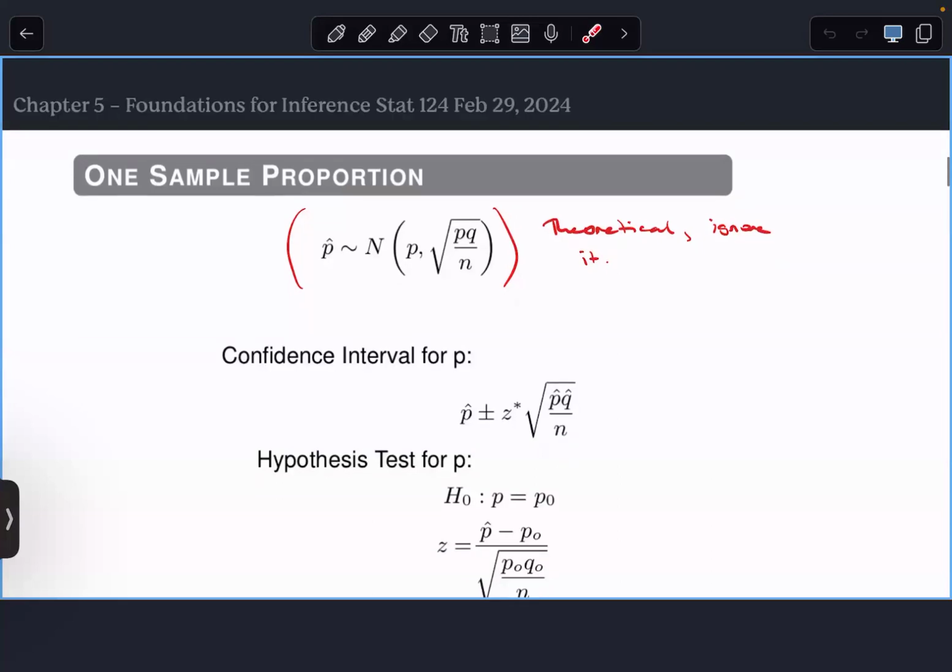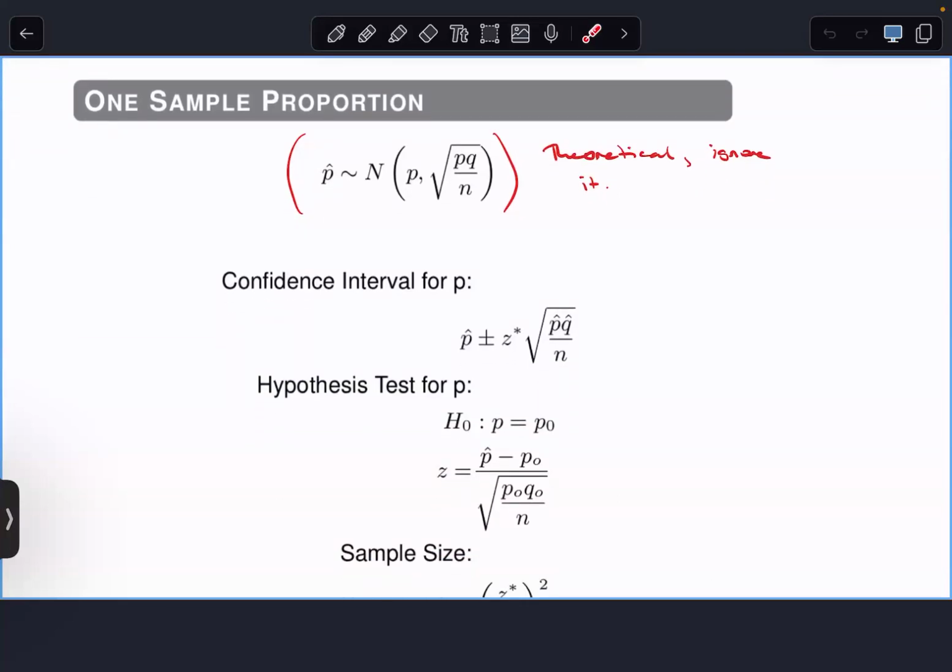So last day, usually I do review, but then I ended and said, well, that's just theoretical. In application, we're just going to use these formulas. It's important to know where we're getting things from, obviously, but ultimately for our applications, which is what you're going to be tested on, not terribly important. So what we developed last day was the proportion.